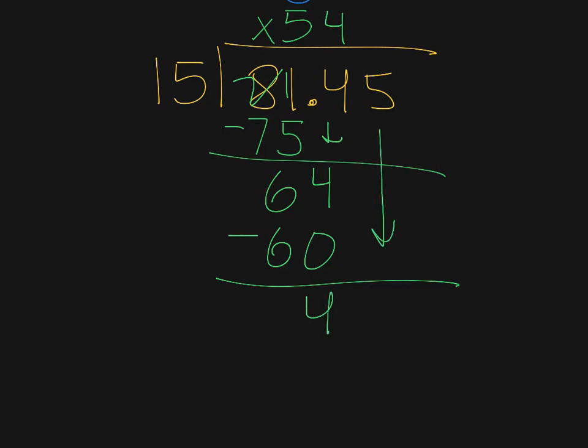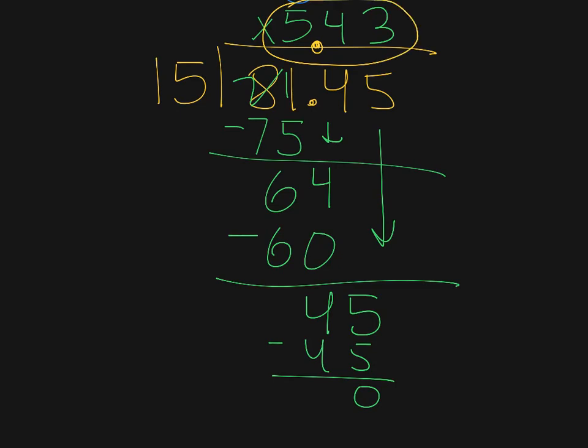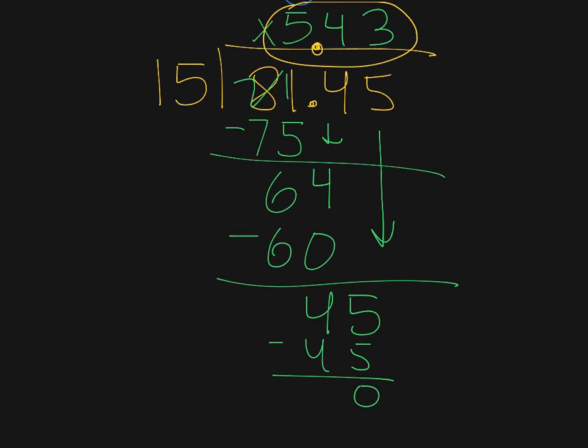Bring down this guy. That makes it 45. I know that 15 minutes, 30 minutes, 45 minutes is 3 times. And then I will get a 0. My decimal goes straight up. So my quotient, which is my answer to a division problem, becomes 5.43. Or you can say 5 and 43 hundredths.